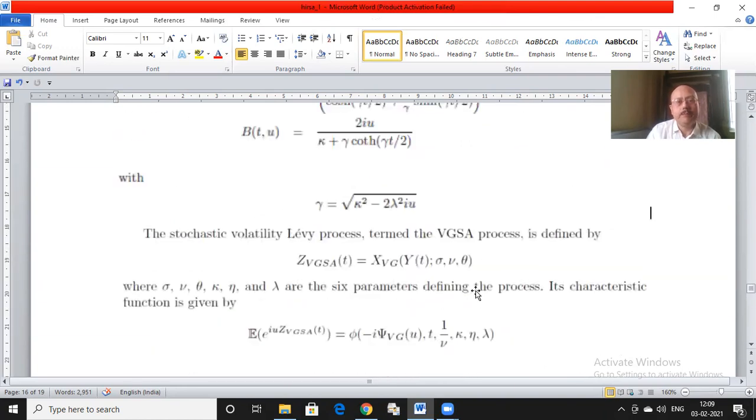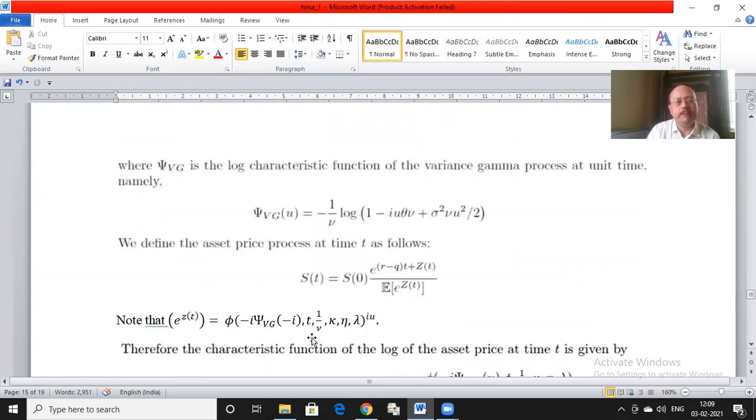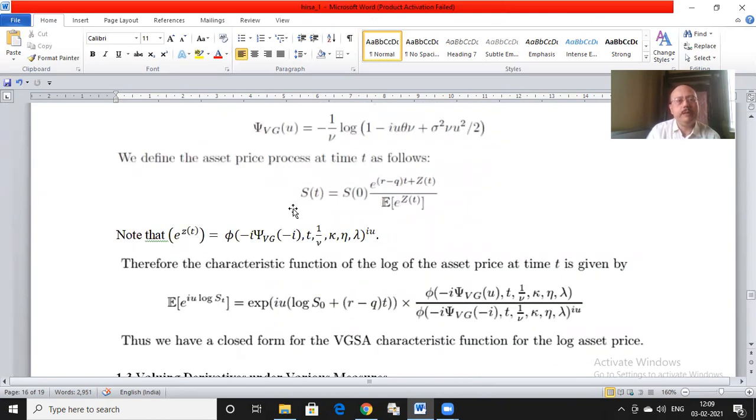Then, to arrive at the final characteristic function, we define the asset process like this. Instead of the log scale, we write it as S_t equal to S_0 times the numerator, e to the power (r minus q)t plus Z_t, and the denominator is our expectation of e to the power Z_t. So this is the mean adjustment. This is the omega term. Remember, we always did the mean correction through the omega term, which we write out explicitly here in the denominator.